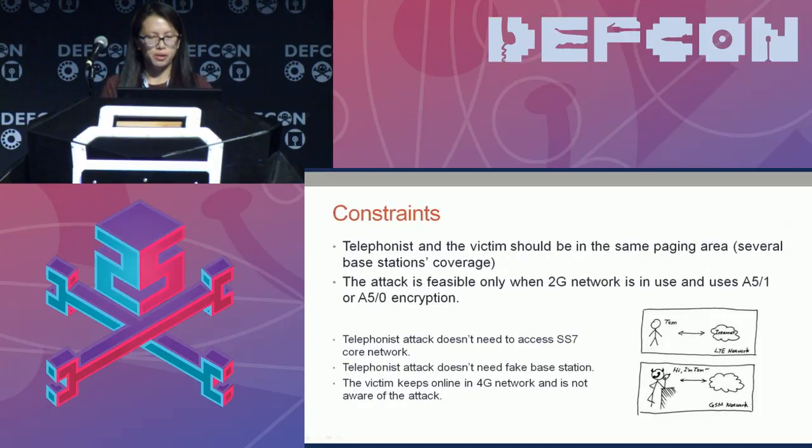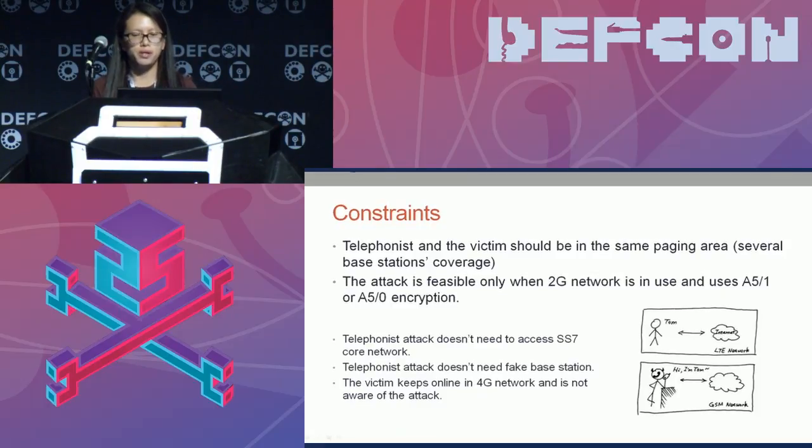I want to say here, 2G network is in use. That means even if the CS fallback makes the cell phone fall back to 3G, as long as the 2G network is in use, the attack is feasible.